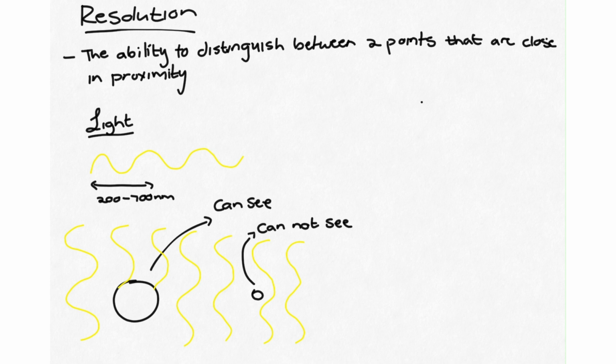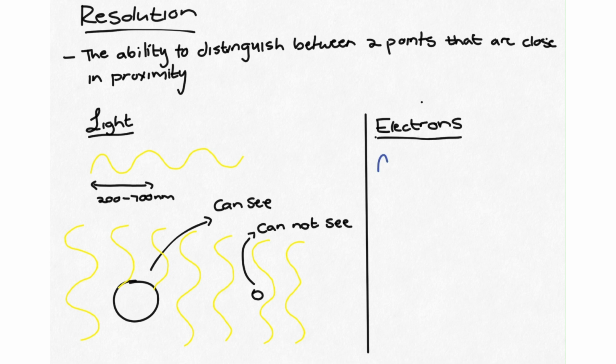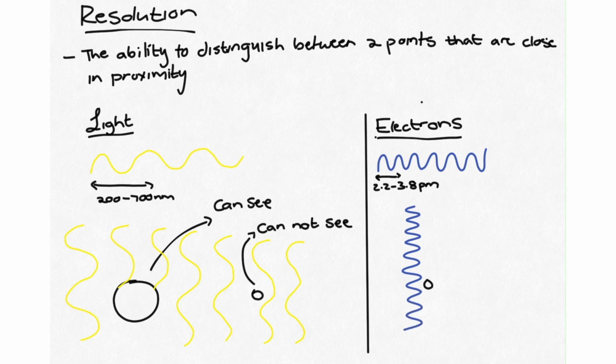200 nanometers. Now, electrons are also particles that move in a wave format with a much smaller wavelength of 2.2 to 3.8 picometers. 1 picometer is equal to 1 times 10 to the negative 12 meters. This means that if electrons are used as a form of radiation, much smaller objects would be observed.